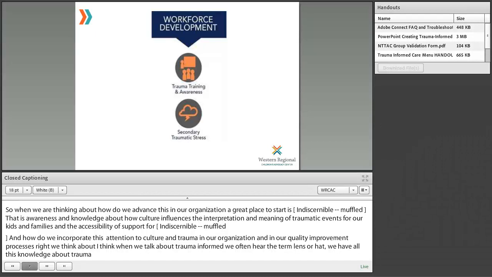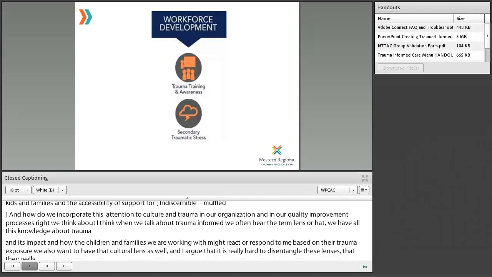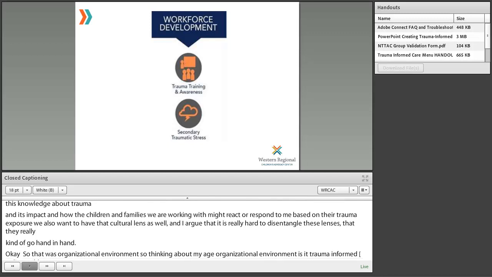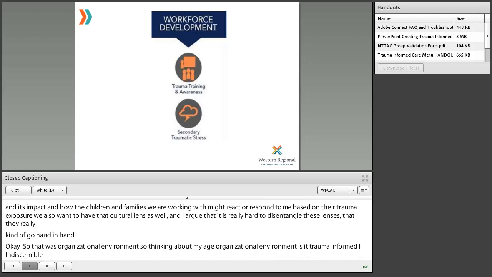So that was organizational environment. So thinking about my organizational environment, is it trauma-informed, system collaboration, physical and psychological safety, partnering, policies, culture. Those are all the things we're thinking about when we're thinking about a trauma-informed organization. So we're going to move on ahead now and focus on workforce development. So things like trauma training and awareness and secondary traumatic stress.